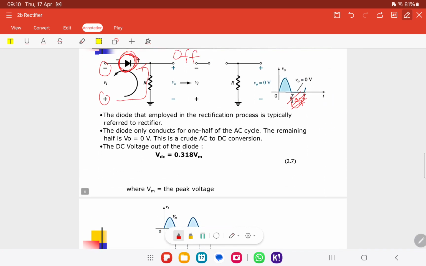And to get the value of the VDC, this is the formula. 0.318 comes from 1 over pi. Okay, 1 over pi equals to 0.318. For this diode, this is for off conditions, and conduct for this negative cycle. It actually wants to conduct for negative cycle, tapi since the diode is off, so there is no signal.